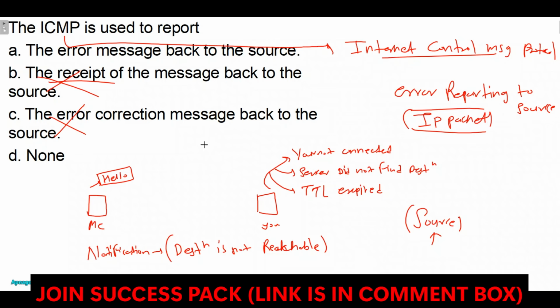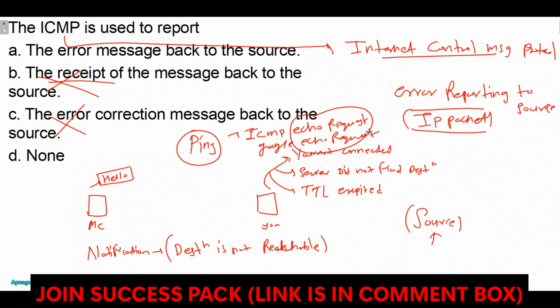Okay, so basically when you use the ping command, in that you may see an ICMP echo request. Yes, ICMP echo request. So with ICMP, basically we are testing the internet. Okay, so again Google sends us the echo reply, right? So this echo request is also given by ICMP. Okay, so this also you can remember, right?